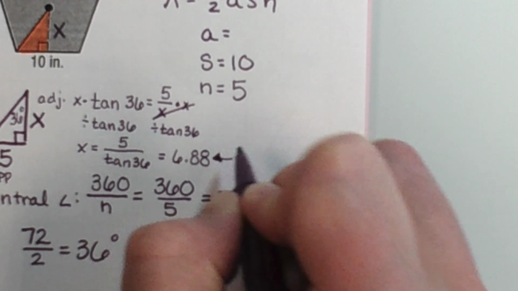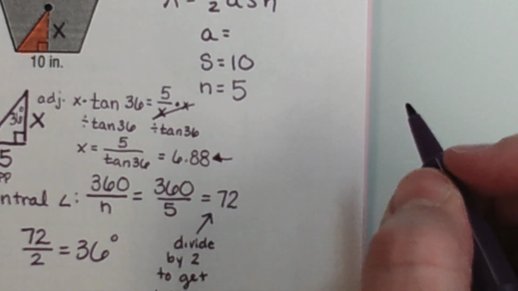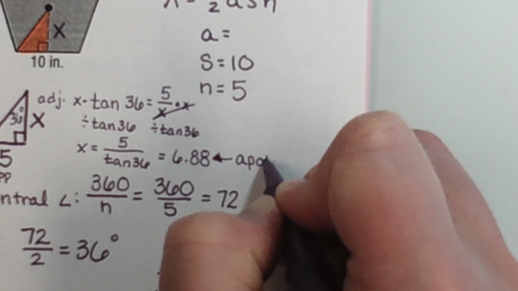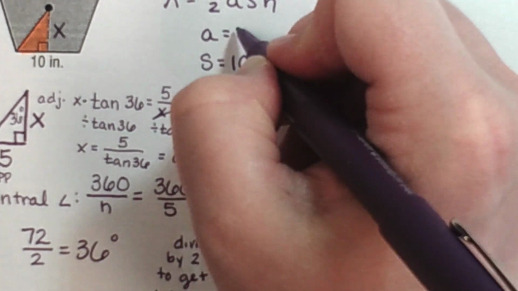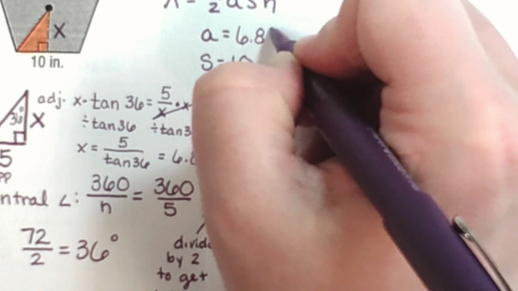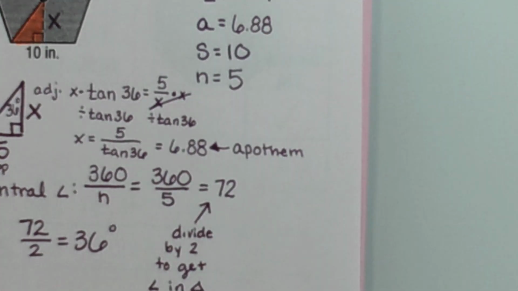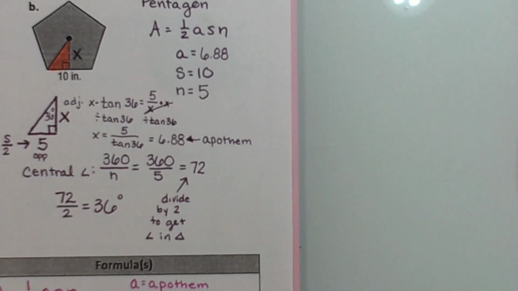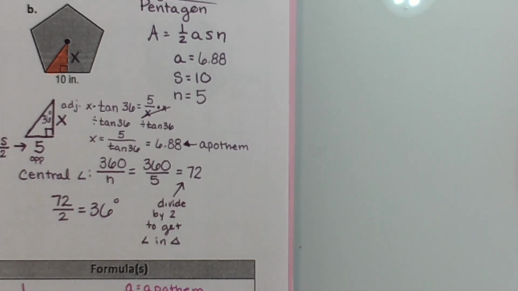What did x stand for? The height of the triangle, or in the polygon, that is the apothem. So the apothem is 6.88. So now I actually have the information to find the area. Depending upon what you're given, sometimes you're going to have to do some trig to find some missing things. And in fact, with regular polygons, more often than not, you're going to have to do some trig.